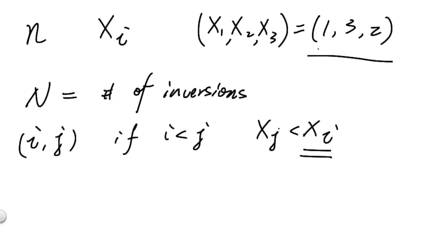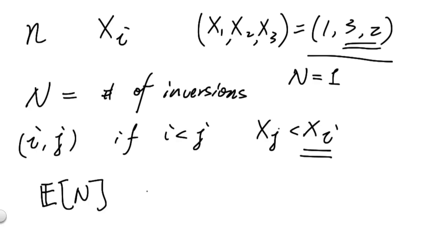For example, in the previous example, x1, x2, x3 being equal to 1, 3, 2, we see that the only inversion that occurs is between the pair 2 and 3. So in this case, N is equal to 1. Now the question we want to answer is, what is the expected value of N, given that there are little n people in the room?